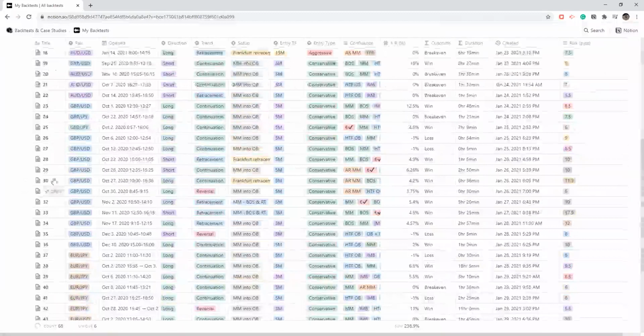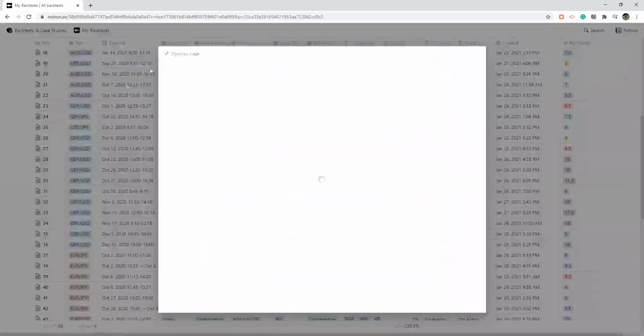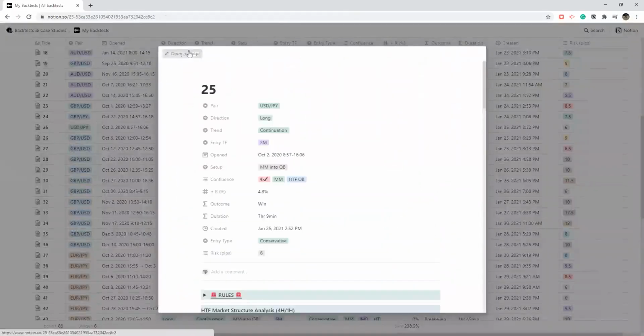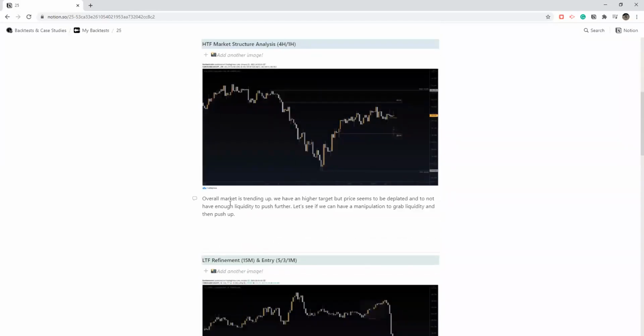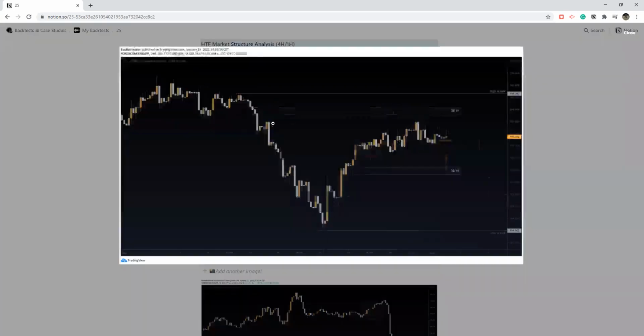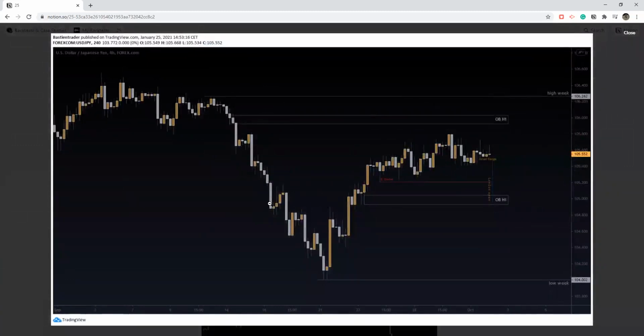Good so far. Trade 25. UJ. Let's see. Overall market is trending up. We have a higher target, but price seems to be depleted and not have enough liquidity to push further. Let's see if we have manipulation to grab liquidity and then push up. Really good plan. Yes, definitely doesn't have enough liquidity. Liquidity zone is right there. London Open. Let's see if we have a flush to the downside.